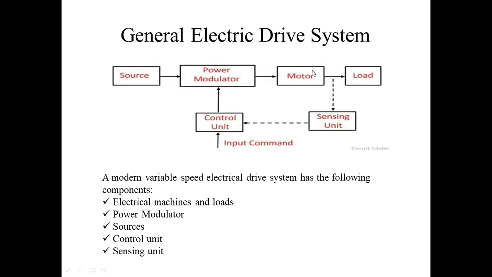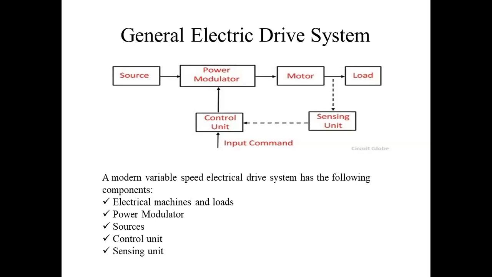Now the motor. We have several motors. Based on the supply, we have AC motors and DC motors. In DC motors, again we have so many types: separately excited and self-excited. In self-excited, we have the DC series motor, shunt motor, and compound motor, like that.